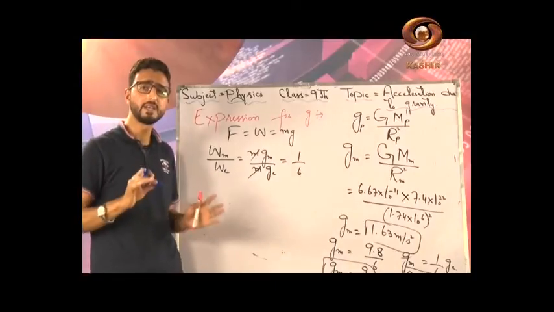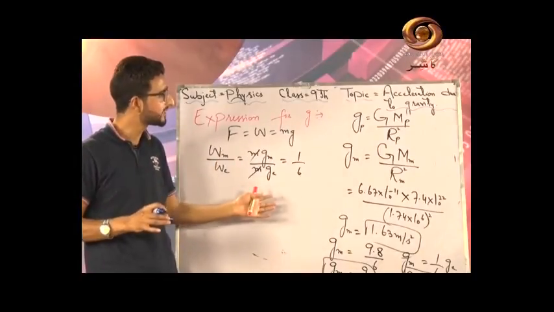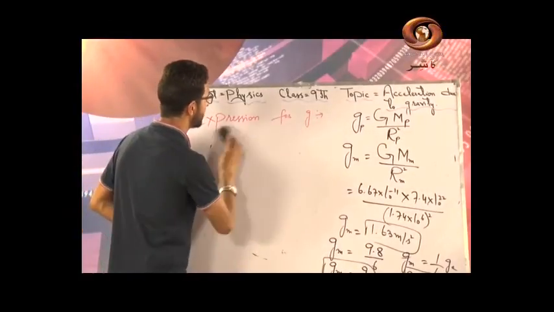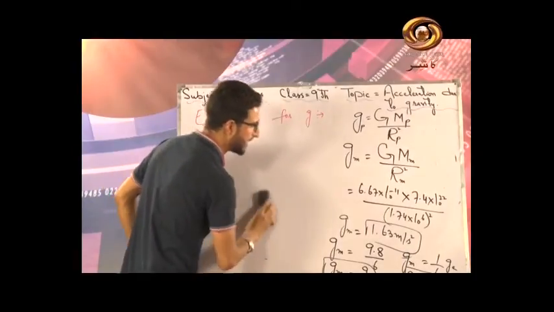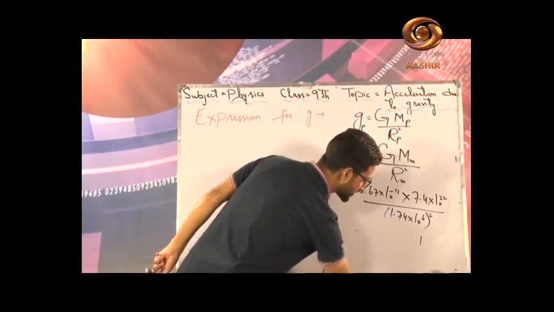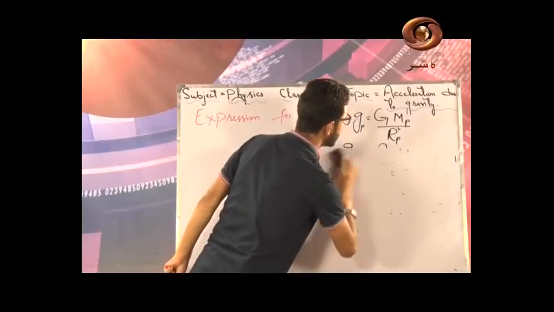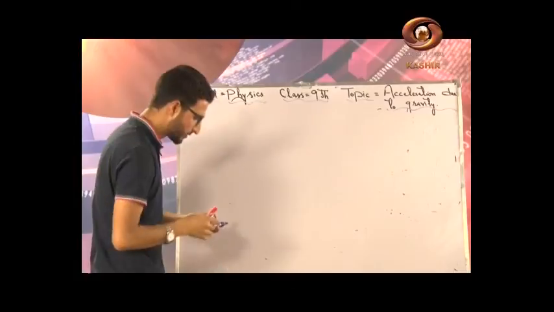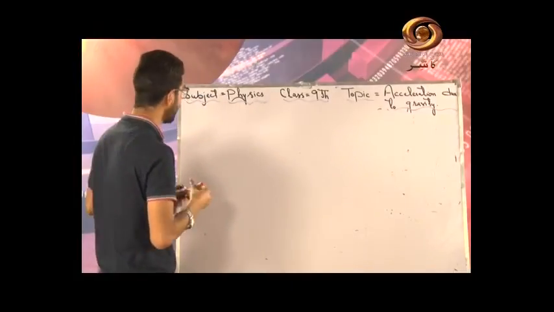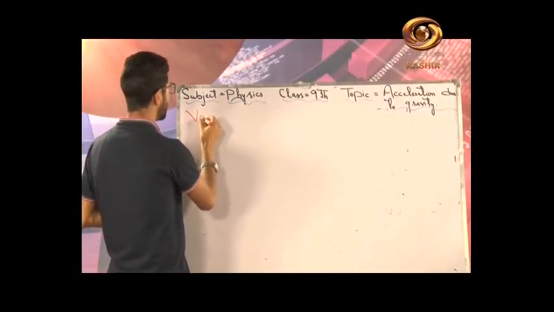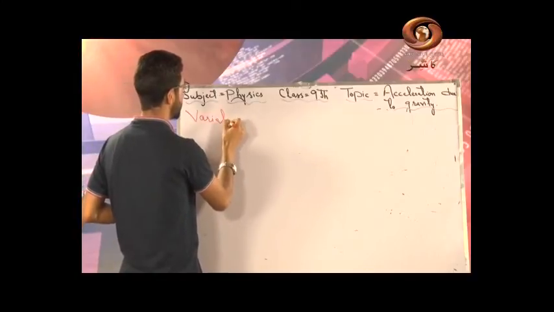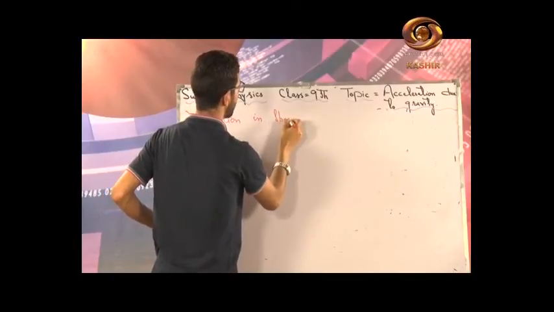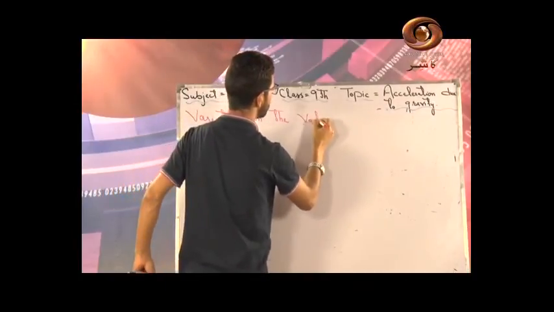This was all about acceleration due to gravity, the expression for acceleration due to gravity, and the special points regarding the acceleration due to gravity, right? Now let's try to write some factors upon which this small g depends, I mean acceleration due to gravity. So let me write here: variation in the value of g.